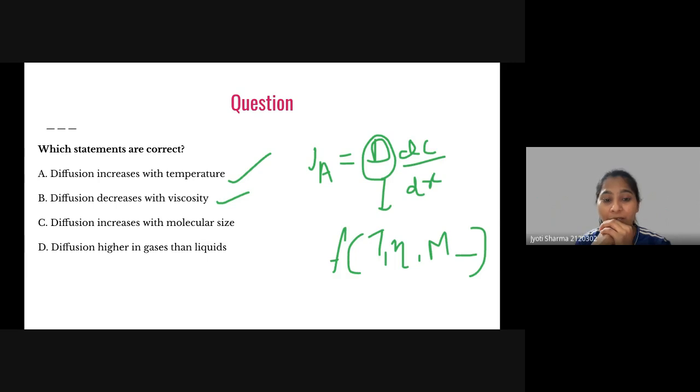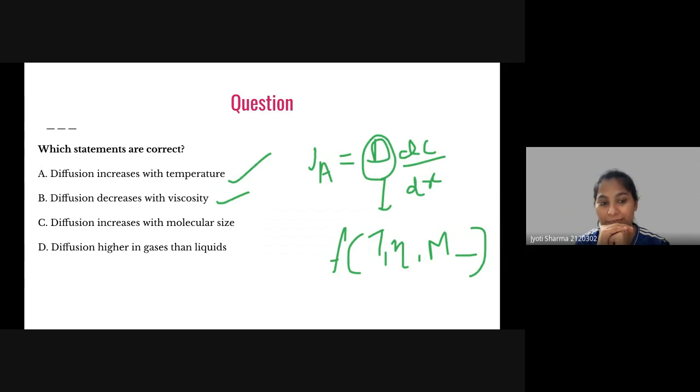Diffusion increases with the molecular size. This is a little difficult, and I will explain it. I think later I have one MCQ question on this. And then we have diffusion higher in gas than liquid. Yeah, this is right. Diffusing anything into the air is easier in comparison to a liquid, because of the molecular space in the gas, which lets the substance move between the molecules very easily. So D is also right.